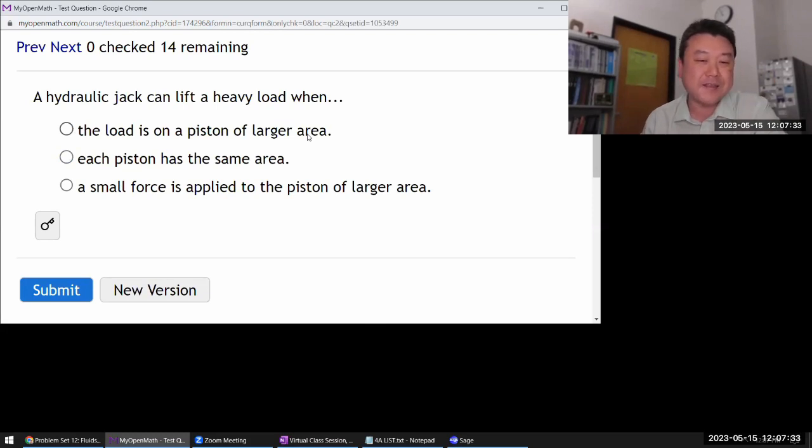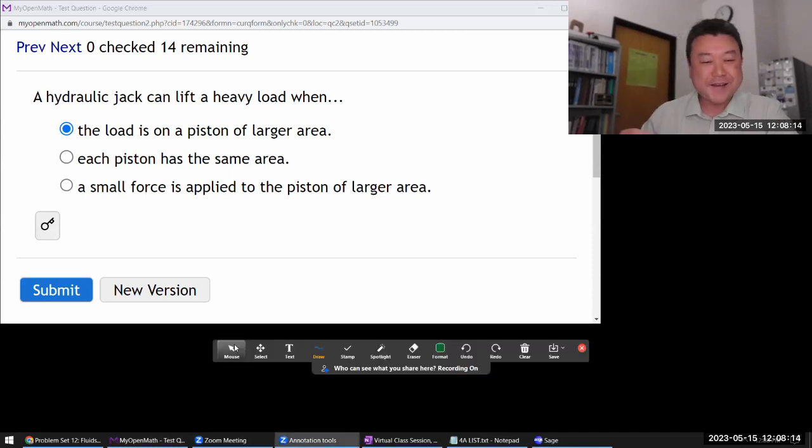A hydraulic jack can lift a heavy load when? I think I lecture on it alongside Pascal's principle. How a hydraulic jack is an example of a simple machine that can give you a mechanical advantage in exchange for reduced displacement, and conservation of energy still holds. So it can lift a heavy load when the load is on a piston of larger area. I believe this is correct. You can also check in the textbook.